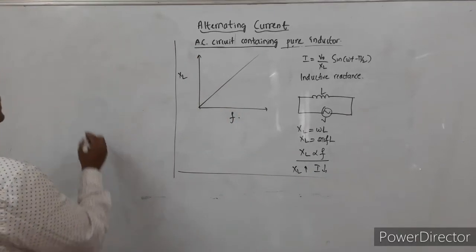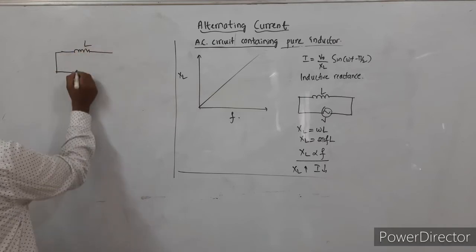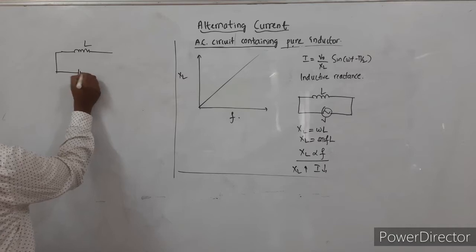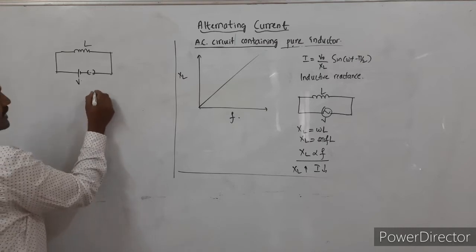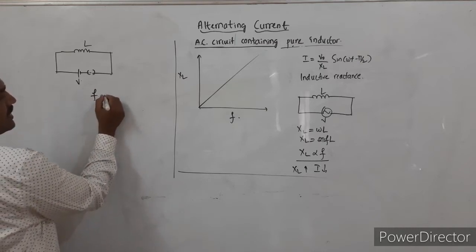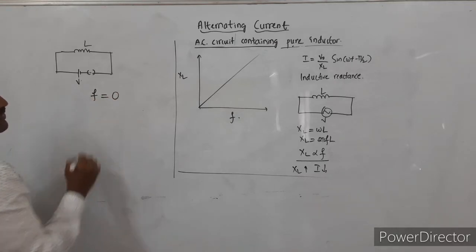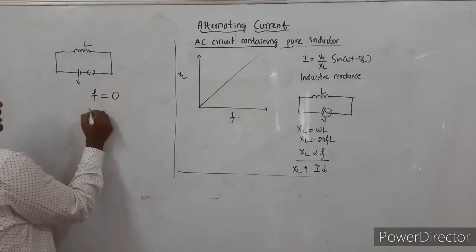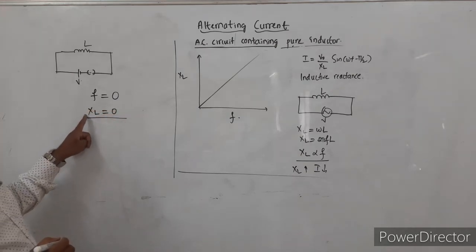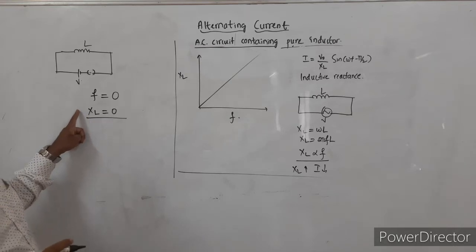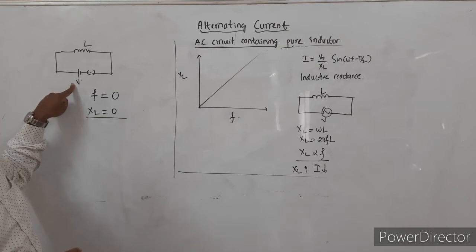What happens if the inductor is connected to DC? Let us consider an inductor connected to a DC source of supply. The DC source does not vary, so we don't have any frequency for this DC source, so f is equal to 0. When f is equal to 0, XL is also equal to 0. So there is no opposition offered by the inductor when a DC source of potential difference is supplied.